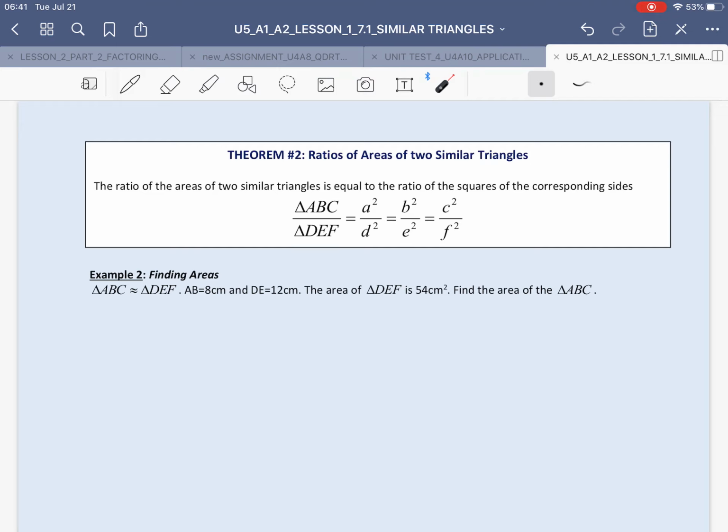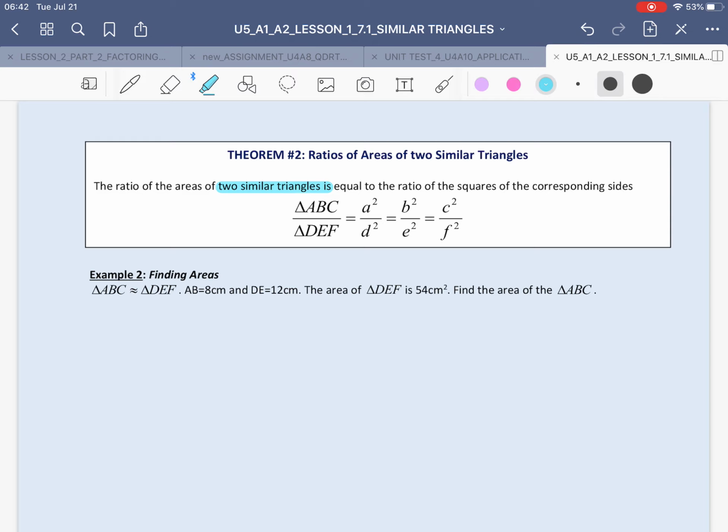There is a second theorem on the geometry of two similar triangles. It states that the area of a triangle ABC over DEF, if ABC and DEF were two similar triangles, okay, that's a condition they must satisfy, then the ratios of the squares of the respective sides are equal. So here we go. We have another example here.